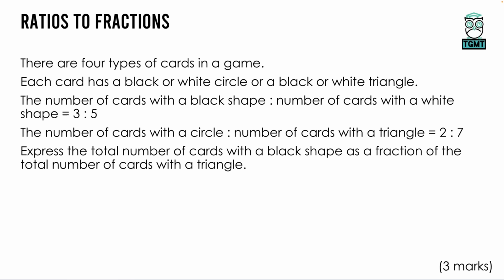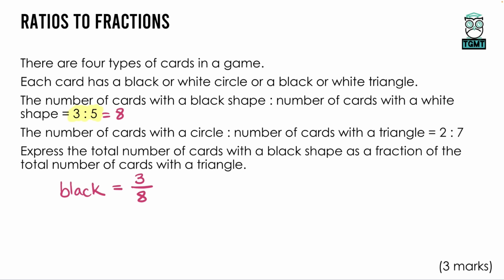So here, in this final line, it says express the total number of cards with a black shape as a fraction of the total number of cards with a triangle. Now looking at our ratios, we can look at the total number of cards with a black shape as a fraction, because it tells us that black to white is 3 to 5. So the fraction of cards that are black shapes, and we can label this down here, the 3 represents the black shapes, so it's 3 out of, in total, 8. So that's the fraction of cards that have a black shape on.